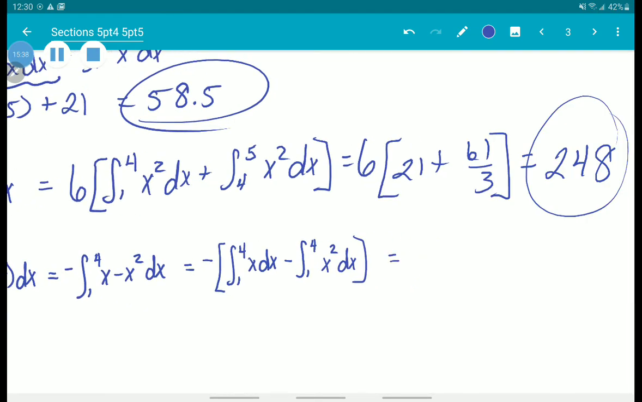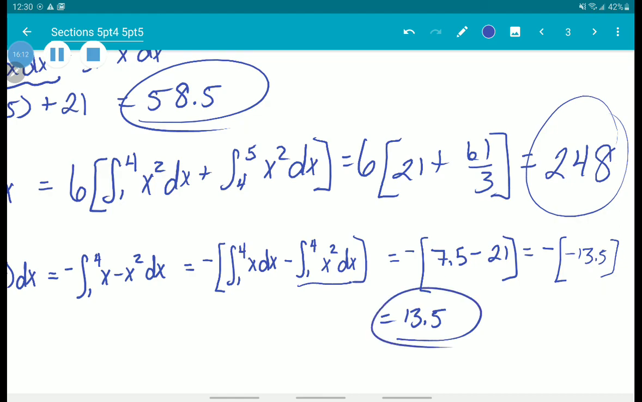And now we've written it into a way that we know some information. When I integrate 1 to 4 of x dx, that was 7.5. And when I integrate x squared from 1 to 4, I get 21. 7.5 minus 21 is negative 13.5. And if I take the negative of that, I get 13.5. So there's our final answer.